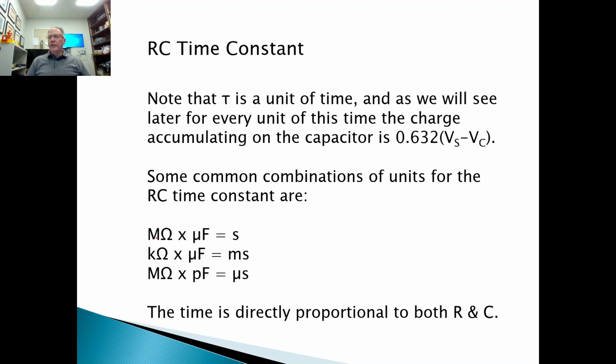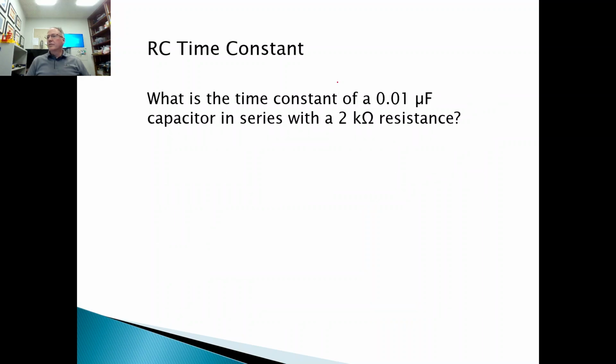So if we have megaohms and microfarads, it's going to be 10 to the 6 times 10 to the negative 6, which will be in seconds. If you're kilohms and microfarads, you're in milliseconds, and then megaohms and picofarads, you're in microseconds. All right, so it's just our multiplication there. So what is the time constant of a 0.01 microfarad capacitor in series with a 2 kilohm resistor? We just multiply those, and it comes out to 20 microseconds.